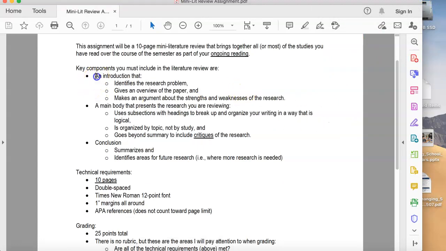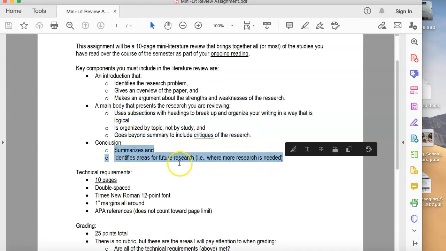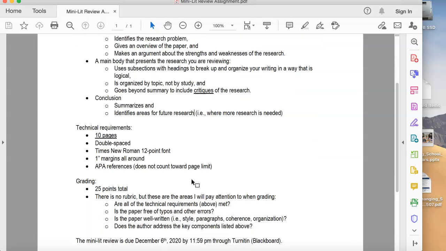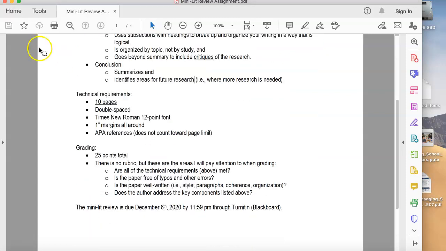So you have to have an introduction. You have to have a main body that goes over the studies you've included, as well as the critiques, and then a conclusion. And the emphasis here is, where is future research needed? And this is really to push your thinking towards your own potential research areas. Due December 6th.